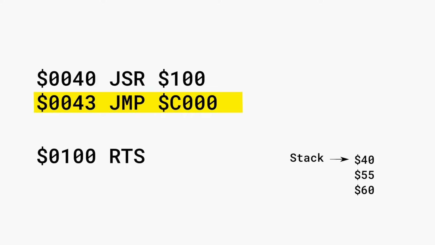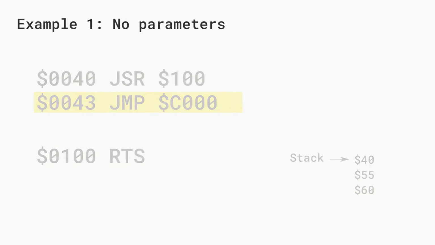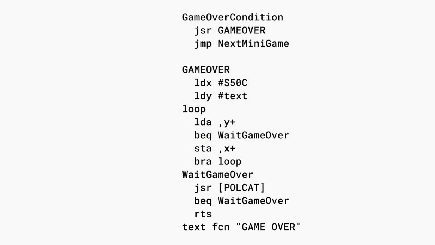For example, let's say we're writing a game and we want to write a subroutine that displays the text "Game Over" in the center of the screen. Here we see the code for a mini game ending. Let's dig in deep to the specifics.